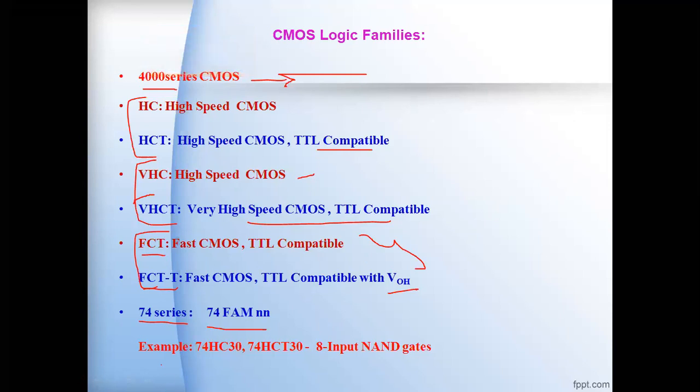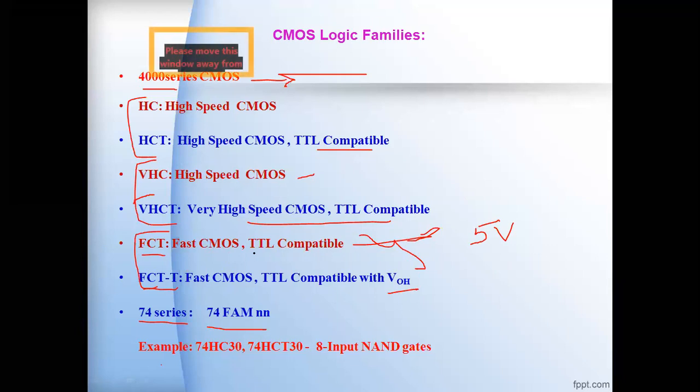So that's why they have released this, which you can say is an advanced version of the HC and VHC. The fast CMOS TTL compatible is twice as fast as the VHC, with better output driving capability and low power consumption. But the difference is that this fast CMOS produces 5 volts as the high voltage. That is the drawback with the fast CMOS TTL compatible.